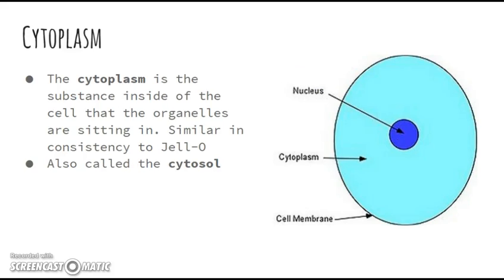We have cytoplasm, and that's what all of our organelles are going to sit in. It's similar in consistency to Jell-O. It's a very watery type consistency, and it just kind of holds everything in place there. You'll also hear it referred to as the cytosol. So it's just that matrix that everything is going to sit in.